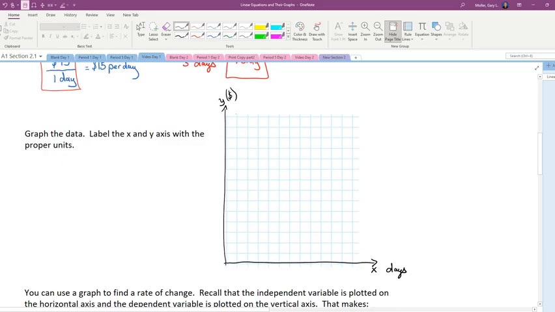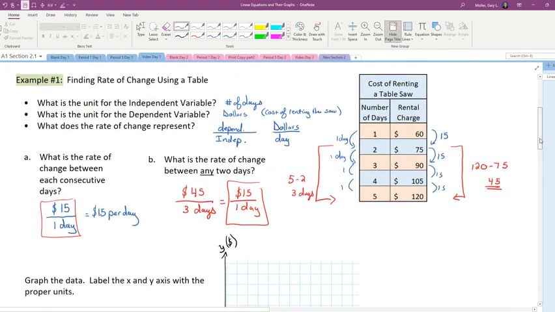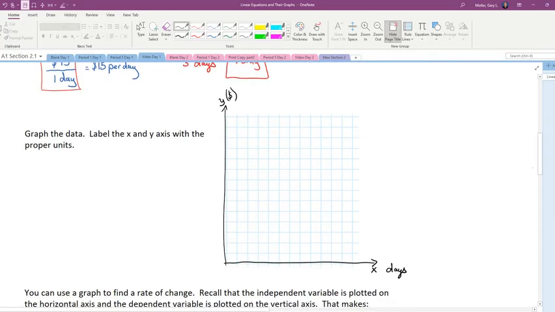All right, and so now I need to graph this. My first thing I need to do is come up with a decent scale. 60 to 120. Let's see how much I got to work with here. I could go by tens pretty easily. I think that's probably what we'll do. So we'll count these by tens: 10, 20, 30, 40, 50, 60, 70, 80, 90, 100. And we'll do these by ones.